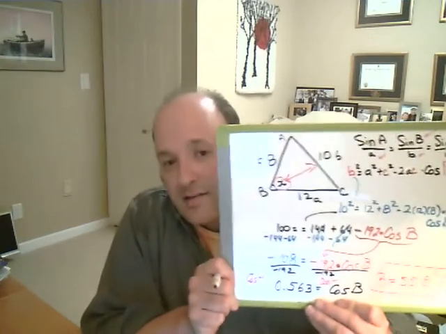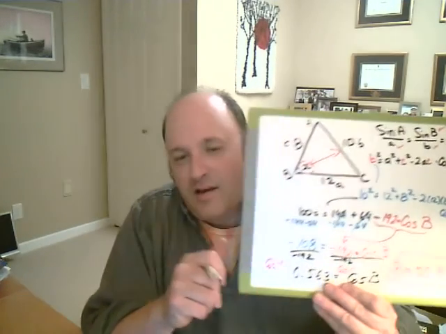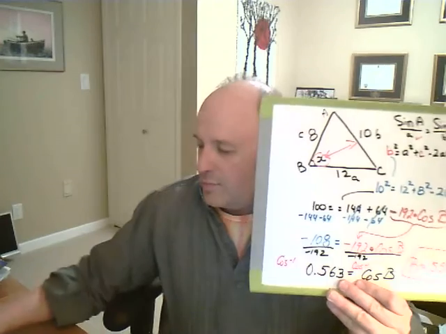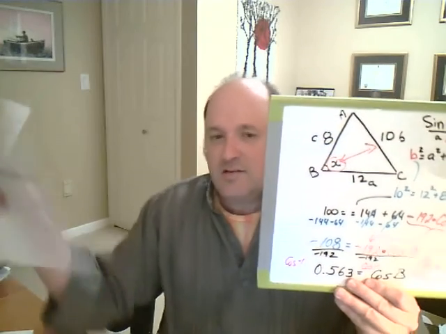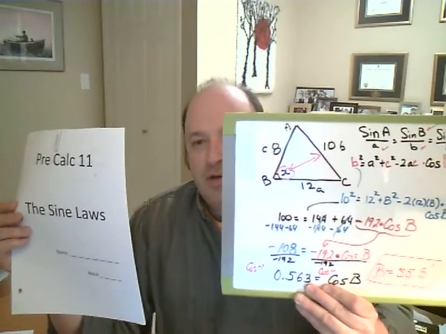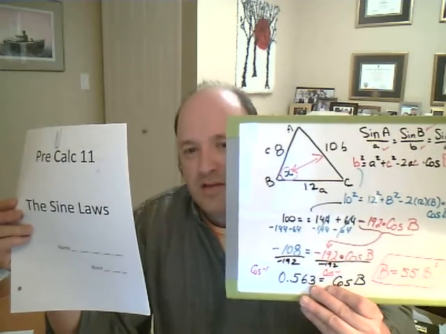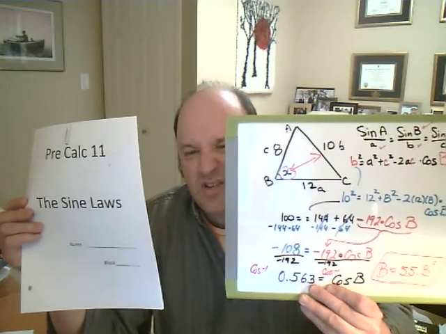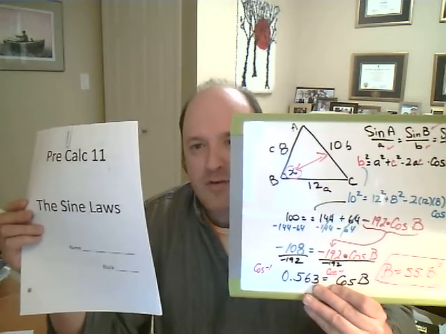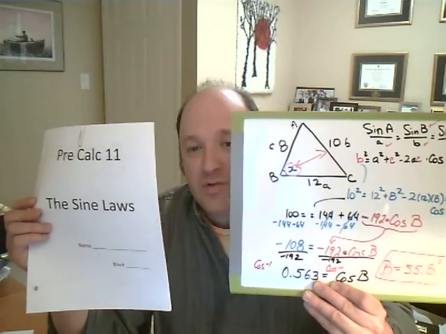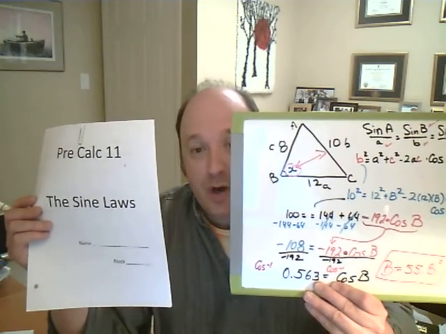So there we are, guys. That's the end of the lesson for the booklet, the Sine Laws. Okay, this is part 2. Part 1 was solving for sine using the sine law, and part 2 is using the cosine law. And of course the cosine law is last resort. Sometimes it's the only resort you got.